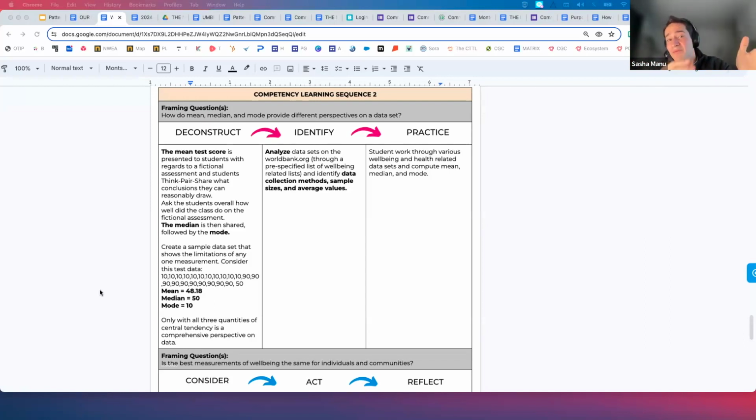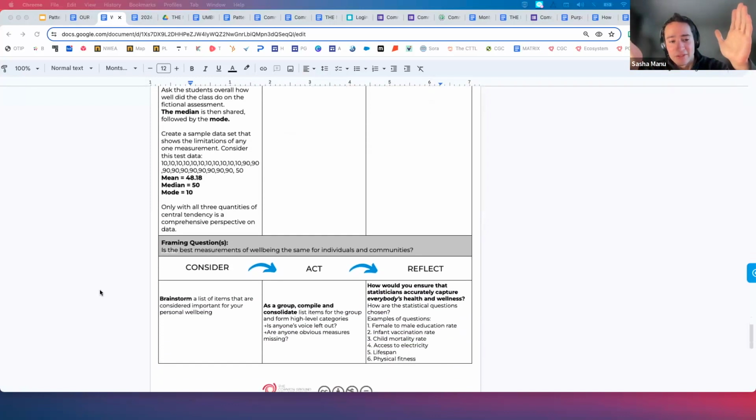And then we would move on to analyzing some data sets from the World Bank. As a teacher, we would pre-specify a list of well-being related data. There's a lot of good information on there, and look at the data collection methods and sample sizes and average values. And then for the practice, students would work through various well-being and health related data sets, computing their own mean, median, and mode. And finally, I've laid out a character sequence as well.